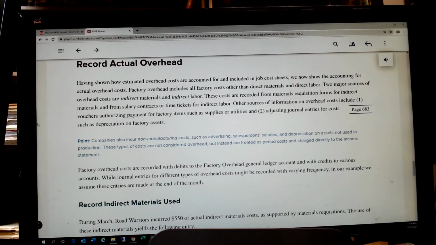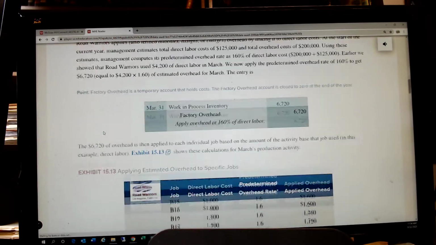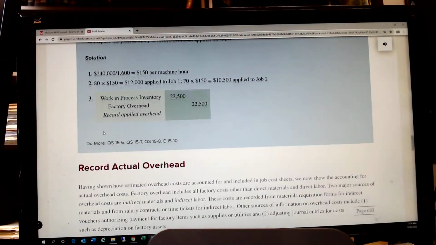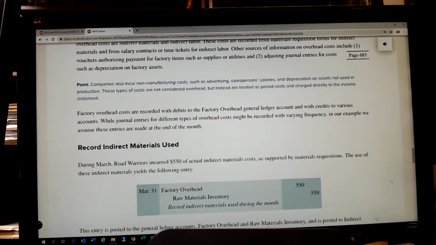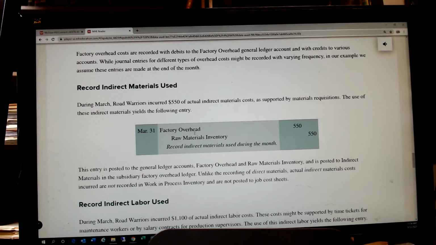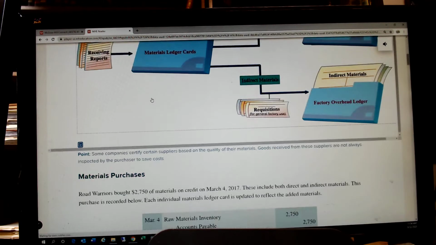Let me go to the text. This section actually starts up here, and it talks about taking it out of factory overhead before it talks about putting it in. That seems a little backwards to me. So we're going to talk about how do we actually record all these indirect costs that I'm incurring. Well, all the indirect costs are the indirect costs of the factory, including the indirect materials used. And we've already kind of seen this, but this entry just shows it's from the material requisition slips, and it just shows the indirect materials being taken out of the raw materials inventory.